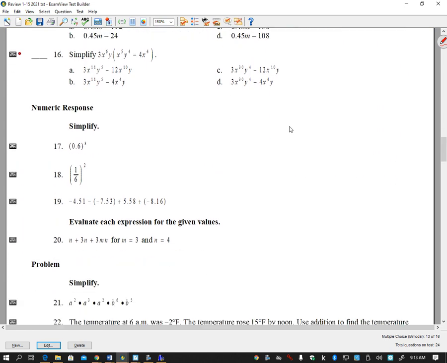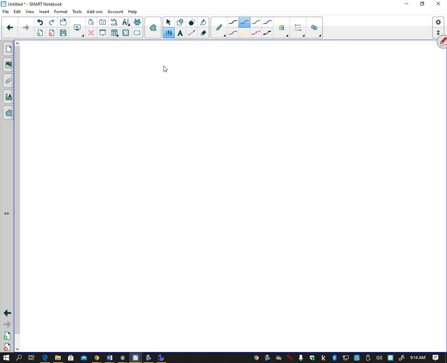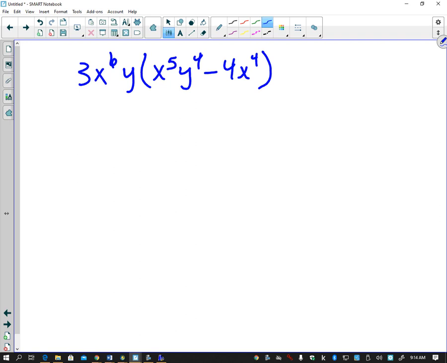Similar type of question, but this time involving variables. Okay, let's come back over here. If you guys have that page pulled up, tell me what it says. 3x to the 6th power y parentheses x to the 5th y to the 4th minus 4x to the 4th power parentheses. Is that it? Okay. All right. What's first?